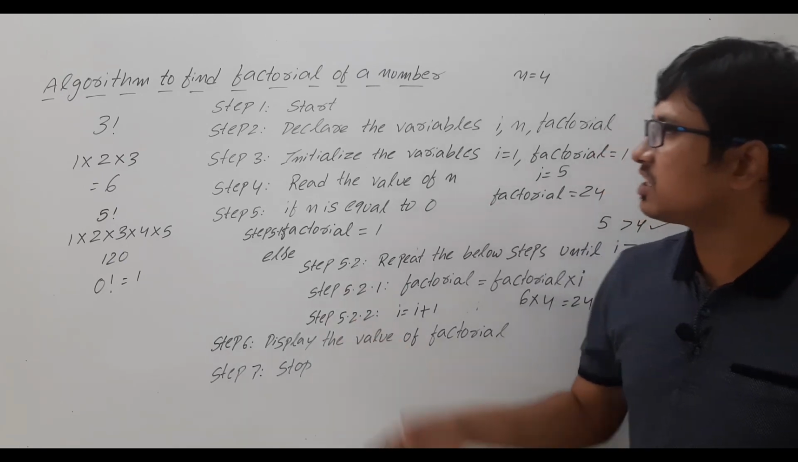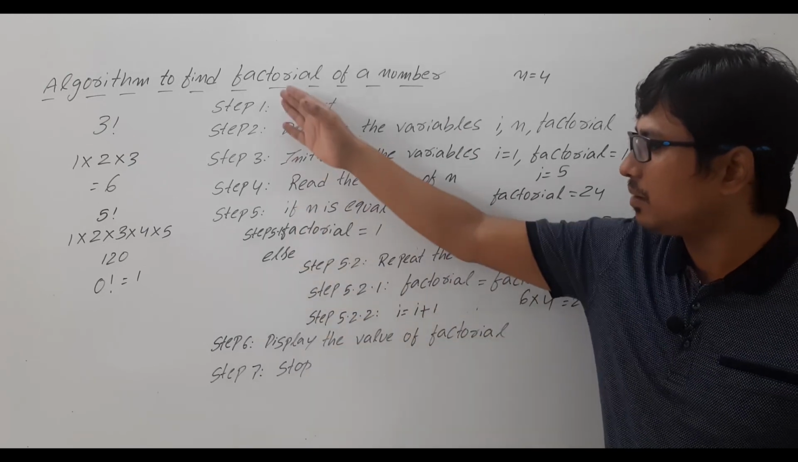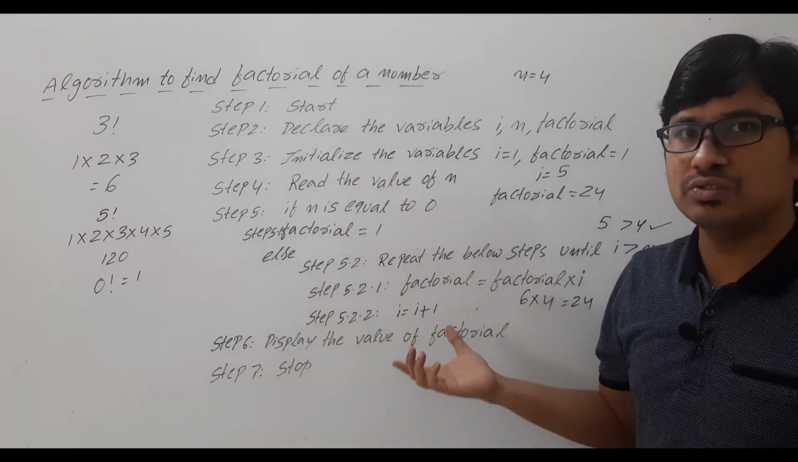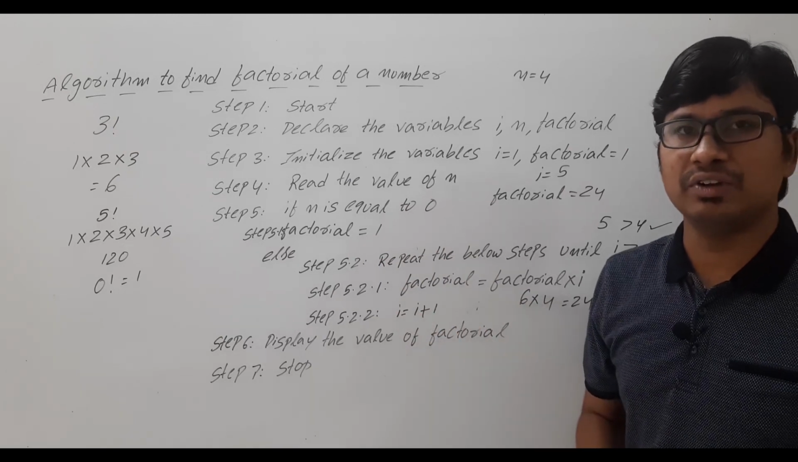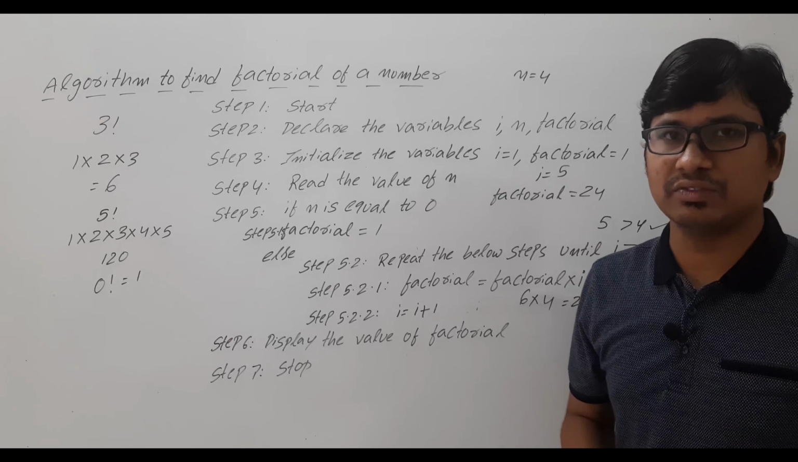And each instruction should be clear. All these instructions are clear. And the number of instructions is finite. And each instruction is very useful to compute the factorial of a number. So this algorithm is satisfying all the characteristics of an algorithm.